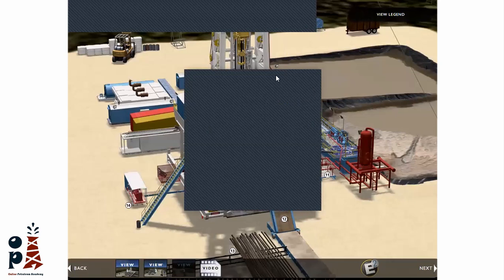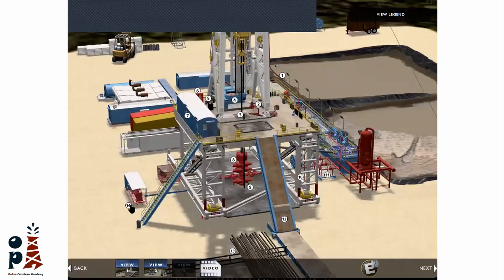Number 14. Where is number 14? Okay, this number 14 is called the koomey unit or accumulator unit. We can describe it simply as the switch of the BOP. This BOP is a very big device and needs high pressure to close and open. So there are lines connected between the BOP and this koomey unit, and there is a pressure storage in the nitrogen bottles. We can use it in case of any failure of power.